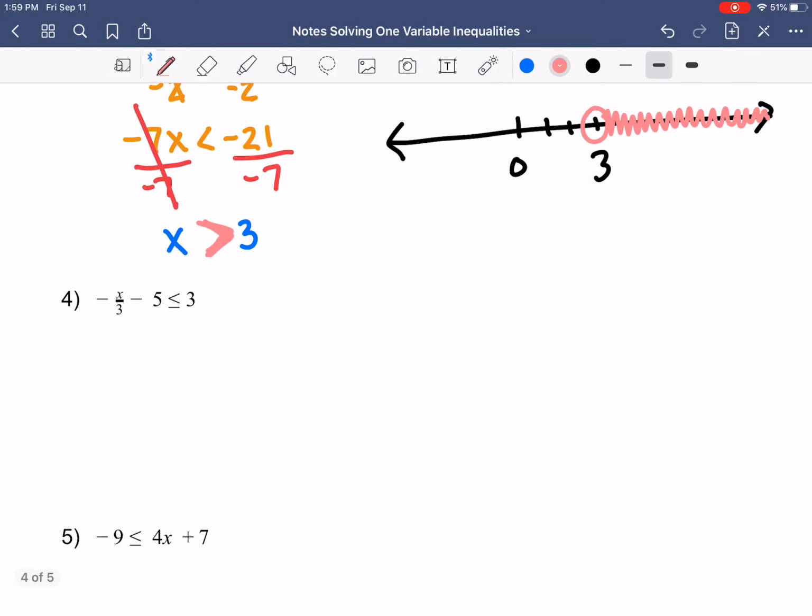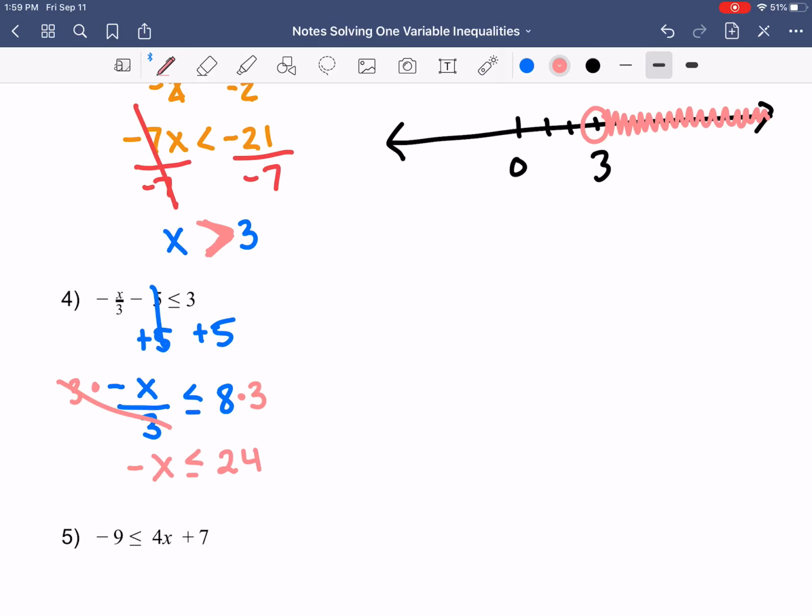Two more examples. My next one says negative x divided by 3 minus 5 is less than or equal to 3. So I'm going to isolate my x term by itself. I'm going to add 5 to both sides. I get negative x over 3 is less than or equal to 8. I have a 3 on the bottom. The way that I can get rid of a 3 would be to multiply both sides by 3. And now I'm left with negative x is less than or equal to 24.